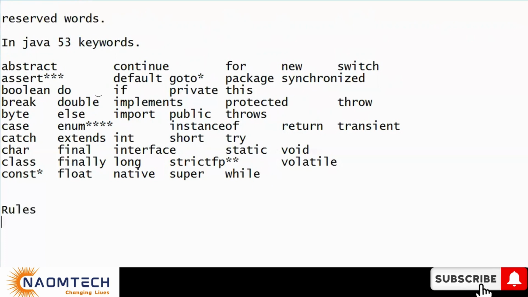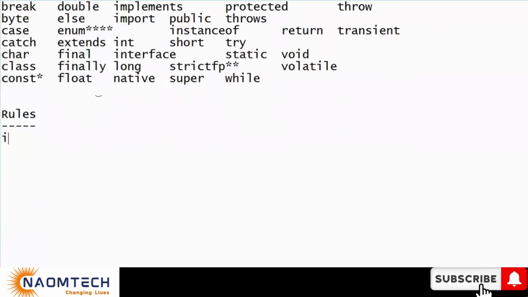Next one. There are rules we have to follow while working with keywords. Rule number one: always declare keywords in lowercase. That is a very, very important point. Declare keywords in lowercase. That is the first one.